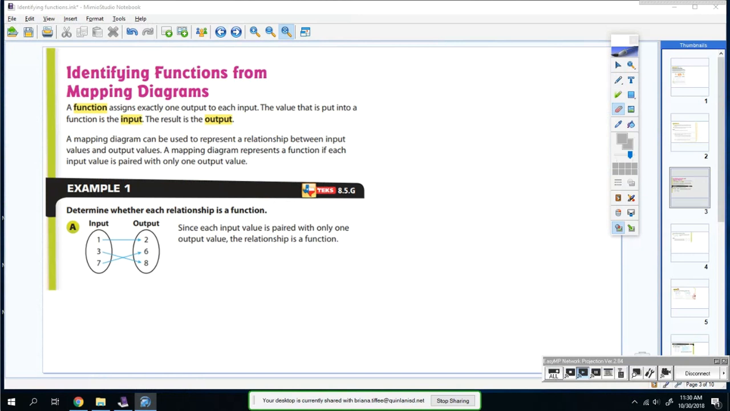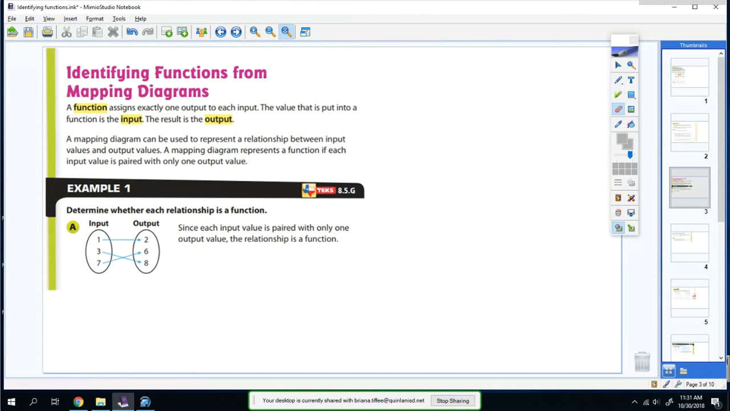All right, so today we're going to be identifying functions from tables, graphs, and mapping diagrams. A function assigns exactly one output to every input. So input is x and output is y. The value that is put into the function is the input, and it results in the output, x and y. So basically, if there's more than one input, then it's wrong.